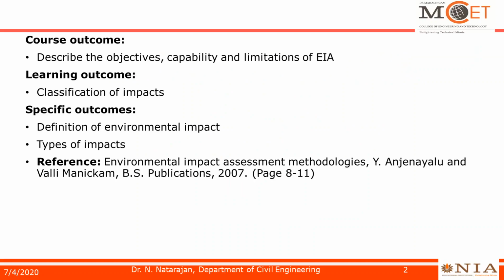Course outcome: describing the objectives, capability and limitations of EIA. Learning outcome: classification of impacts. Specific outcome: definition of environmental impact and types of impacts. In the last session we already saw the definition of impact and also some examples of impacts, right? So we'll continue from wherever we left. In this session we will see the classification of impacts.